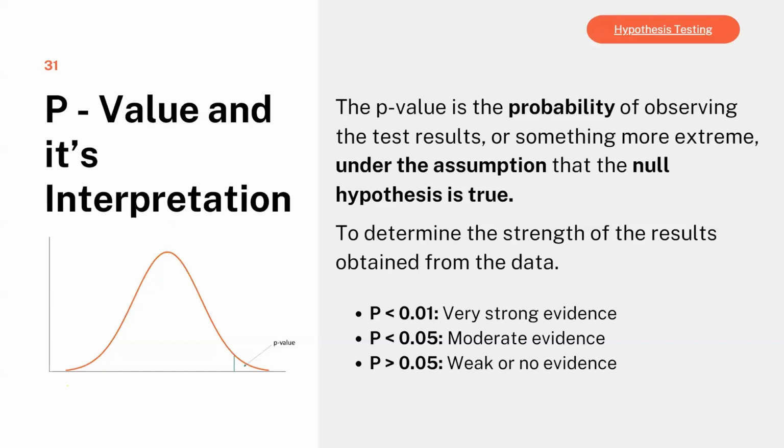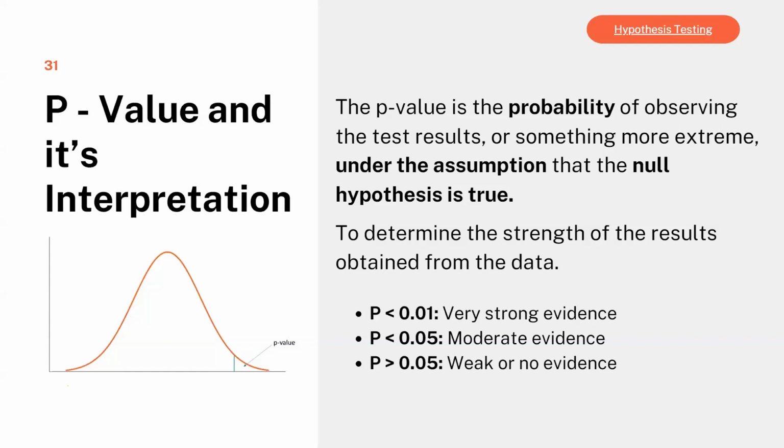To determine the hypothesis, there are three alternative interpretations. If the p-value, which is the probability value, is less than 0.01, the significance value, it indicates very strong evidence against the null hypothesis. The second is if the probability value is less than 0.05, the significance value, it says there is moderate evidence against the null hypothesis.